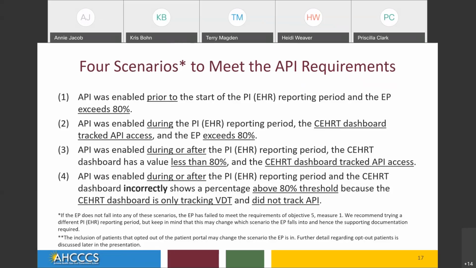If the EP does not fall into any of these scenarios, the EP has failed to meet the requirements of Objective 5, Measure 1. We recommend trying a different PI reporting period, but keep in mind that this may change which scenario the EP falls into, and hence the supporting documentation required. Please keep in mind that the inclusion of patients that opted out of the patient portal may change the scenario the EP is in. Further detail regarding opt-out patients is discussed later in this presentation.